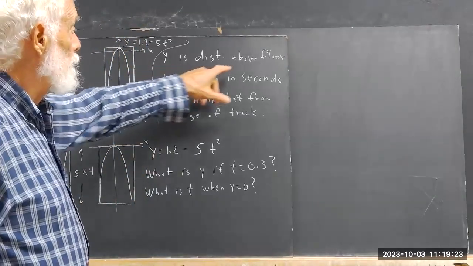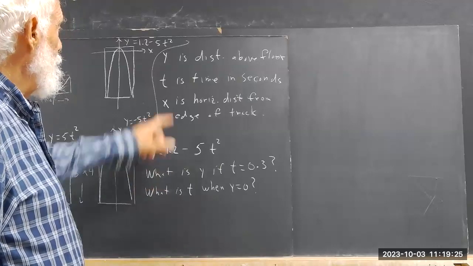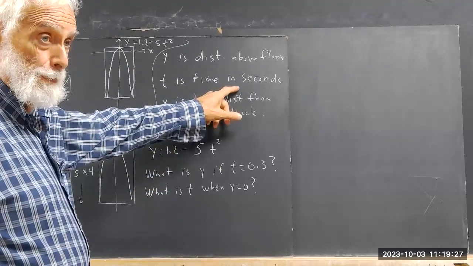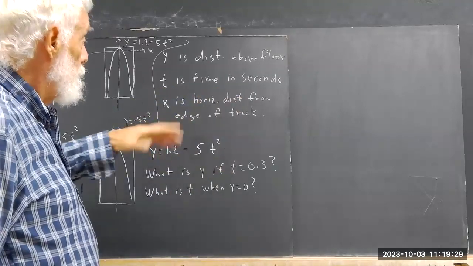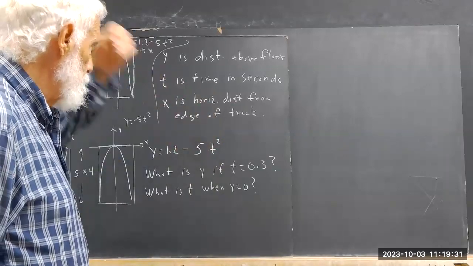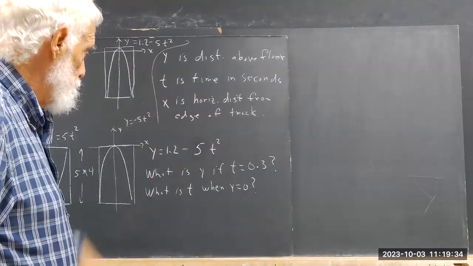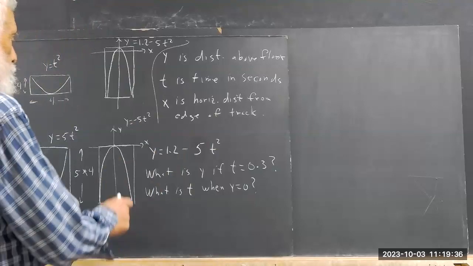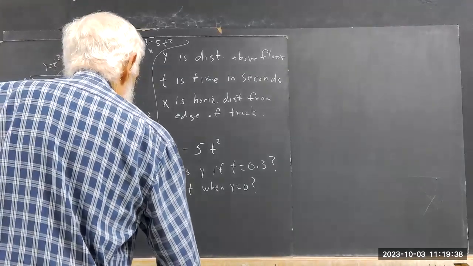Okay, so if y is the distance above the floor, and t is the time in seconds, also x is going to be your horizontal distance from the edge of the track. We'll talk about that in a minute. We're not going to use that just yet. Then we have this equation.